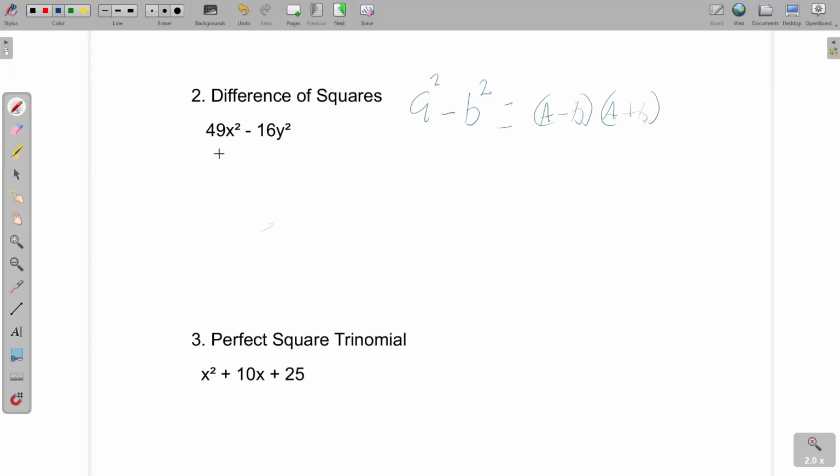it becomes a lot easier to do. If you look at it, you're like, okay, 49, what could that be? 7 squared, 7 times 7. So knowing your multiplication, 7 times 7 is 49, so that becomes your a. Then 16 is 4 times 4. So 7 squared is 49, and 4 squared is 16.